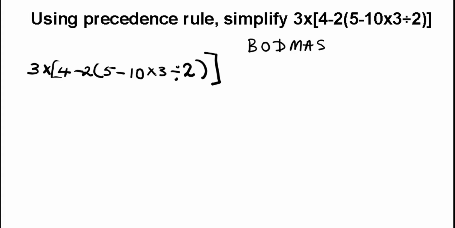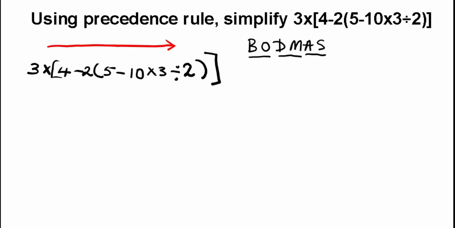Remember that B, bracket and order go together. Division and multiplication go together. Addition and subtraction go together. Now, in solving using precedence rule, you have to solve from left to right. You solve from left to right. See the way the arrow goes? You solve from left to right.